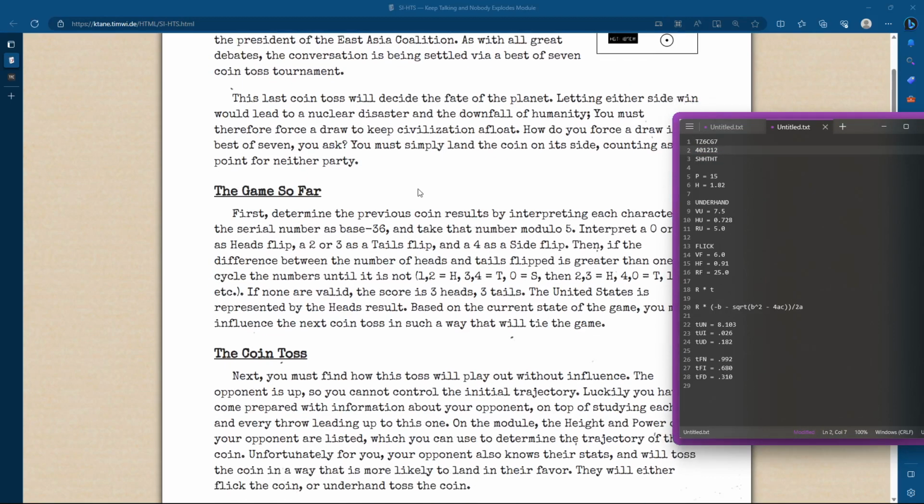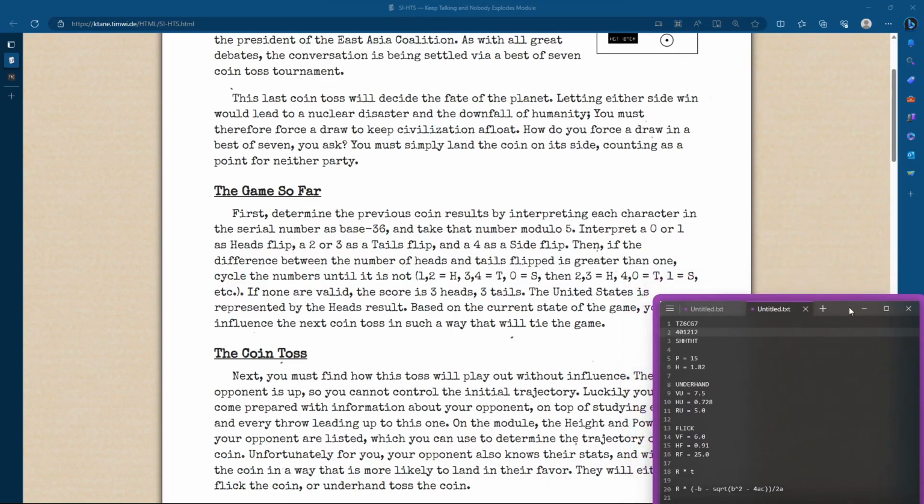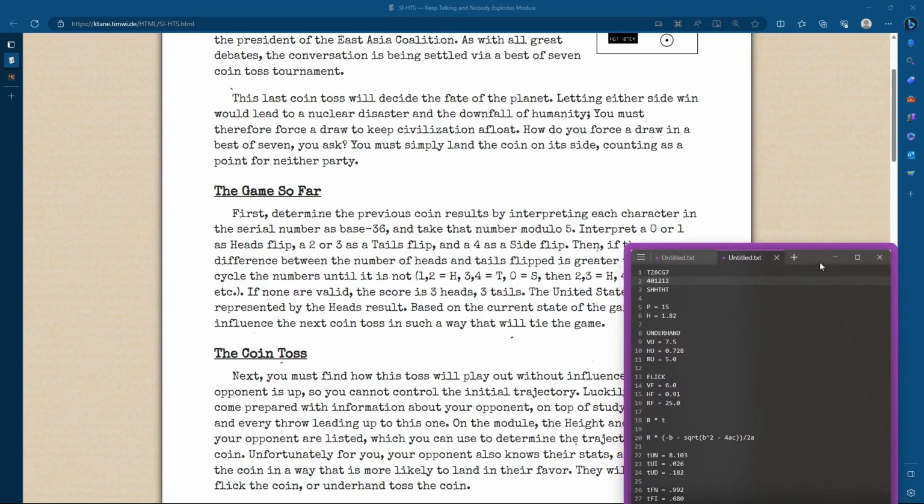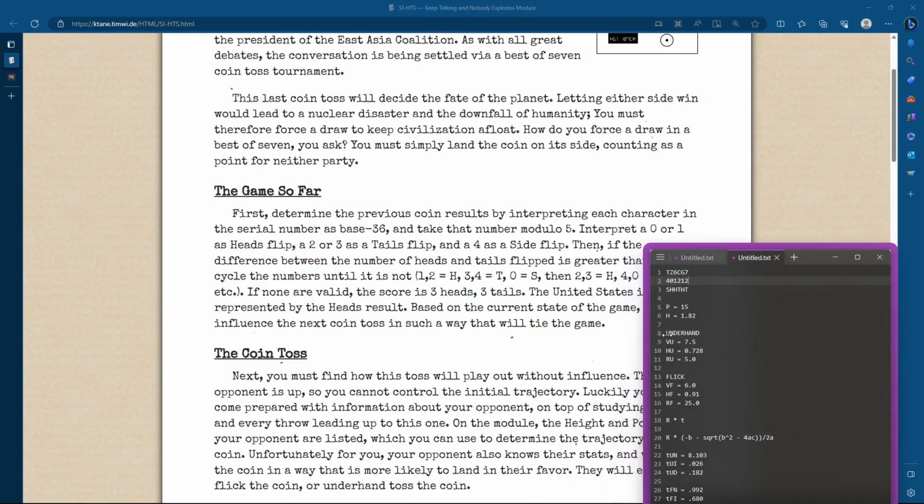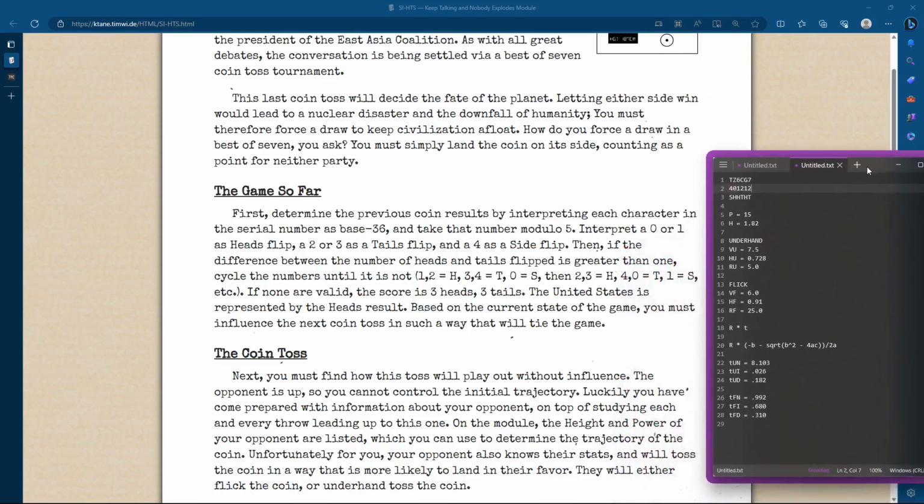And then I convert those numbers to heads, tails, and side. So a 4 is a side flip, 2 or 3 is a tails flip, and 0 or 1 is a heads flip. Let's just move that so you can see. I could have chosen a better place for this, but obli-di-obli-da, as the Beatles said. And it turns out that we currently have 1 side flip, 2 heads, 3 heads, and 2 tails so far.